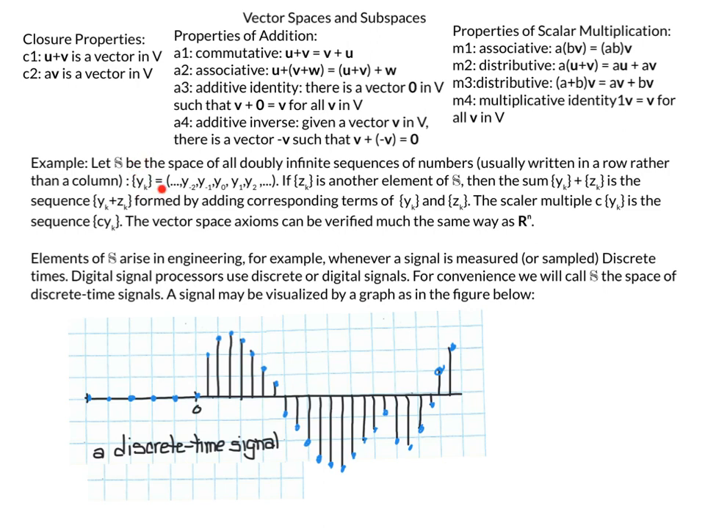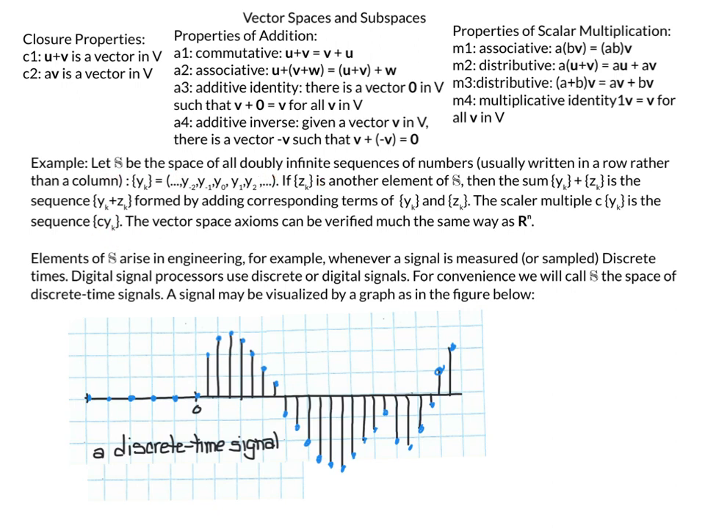So if y sub k is one doubly infinite sequence, and we also have z sub k, another doubly infinite sequence, then we define the sum y sub k plus z sub k as a sequence formed by adding the corresponding terms of y sub k and z sub k, much like we do when we add vectors in R3 or Rn. The scalar multiple c times y sub k is the sequence c times y sub k, and the vector space axioms can be verified much the same way as in Rn. Again, it's exactly the same, except now you have infinity on both sides.